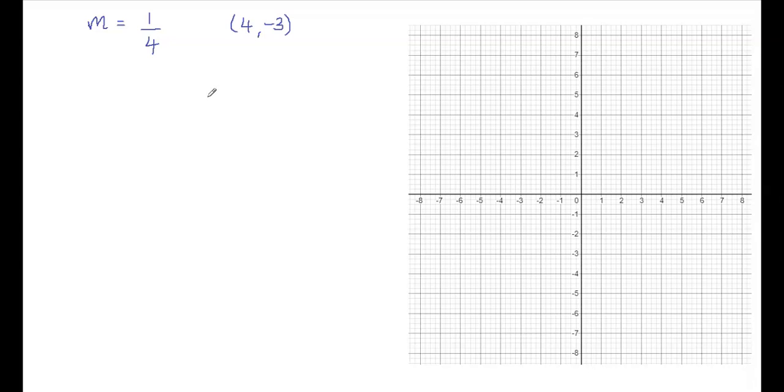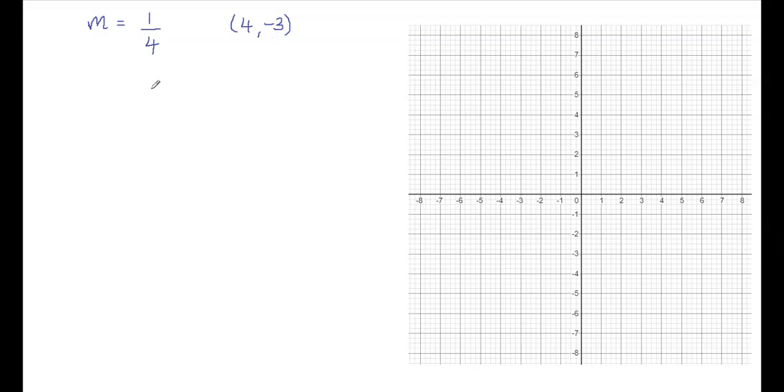Hi, in this video we'll learn how to write the equation of a line when given slope and a point. So my question is, I need to write the equation of a line which has a slope of 1/4 and passes through the point (4, -3).